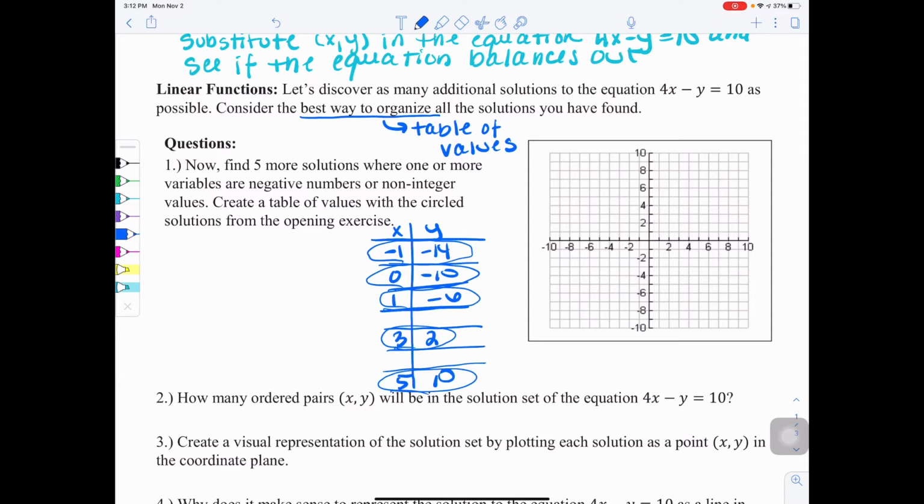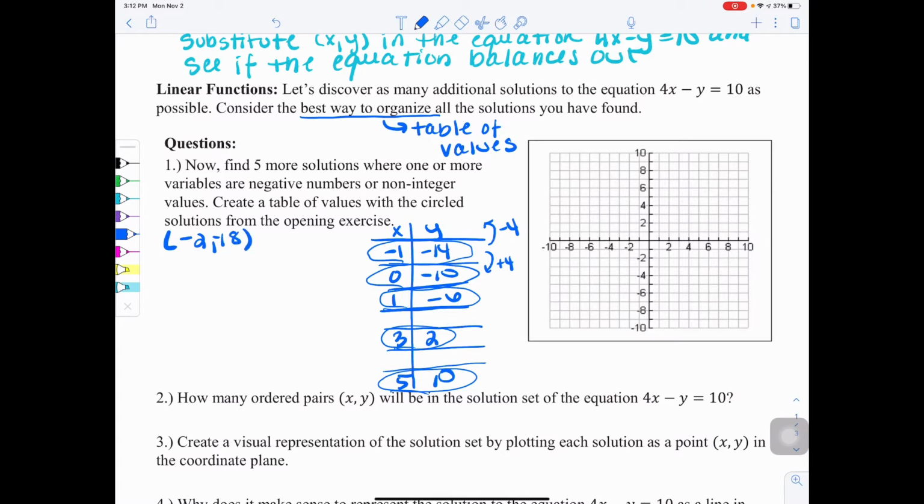So now we can start figuring out how we would fill in the rest of these things. Okay, so if it says include some negatives, why don't we do the point that would have come before (-1, -14) following the pattern? Hopefully you see going this way, we are adding 4. So if I were to go this way, I'd want to subtract 4. So another point that we could include would be (-2, -18).